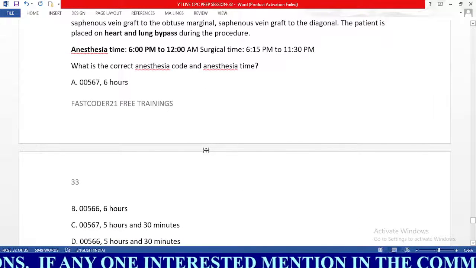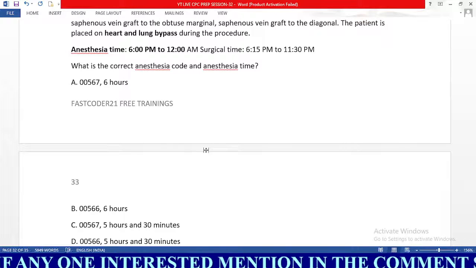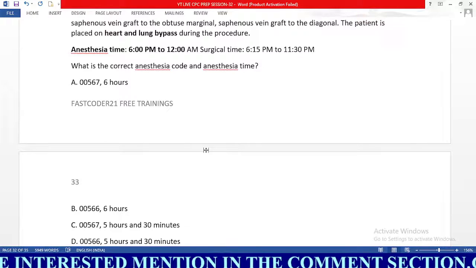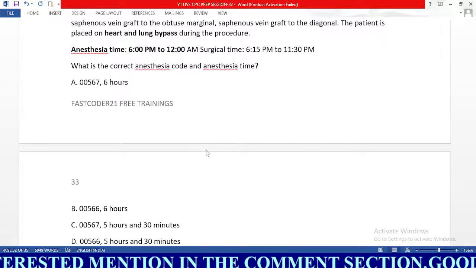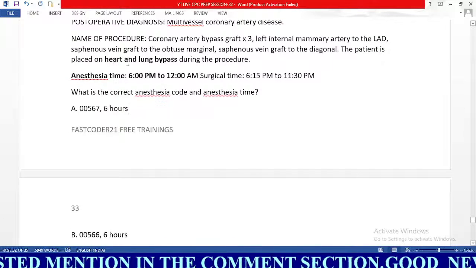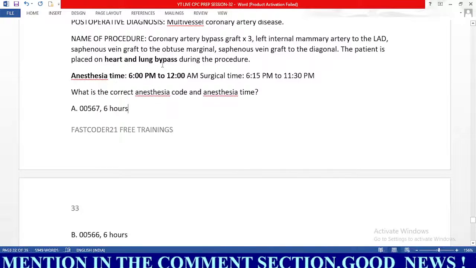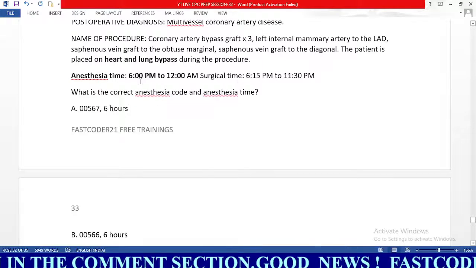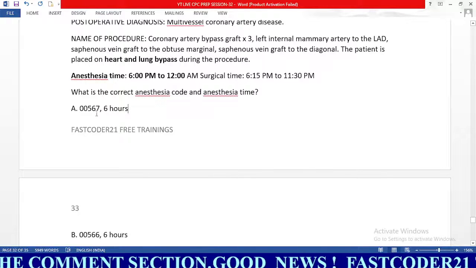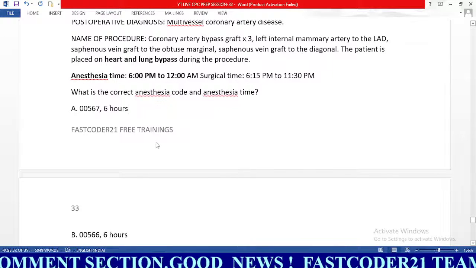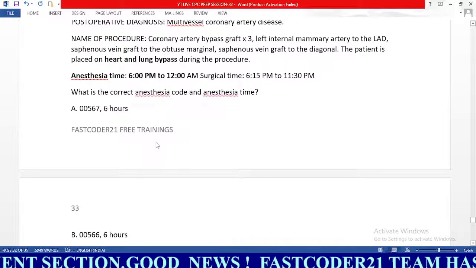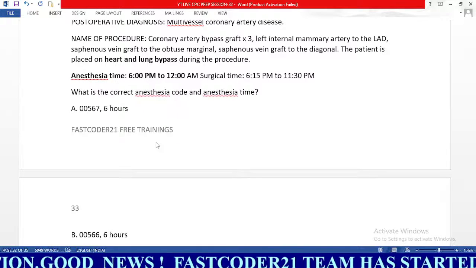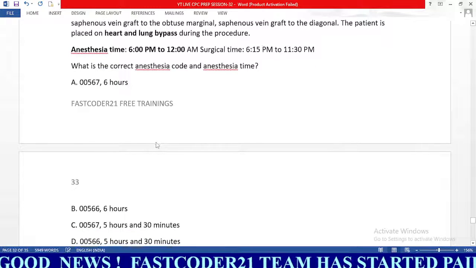00566 does not say with or without pump oxygenator, but based on our documentation the physician has used a heart lung machine, or pump oxygenation; both are the same. Because of that, and the time being 6 p.m. to 12 a.m., our answer is A here. So the eighth question answer is A. Thank you, guys. Sarika, the eighth question answer is A.